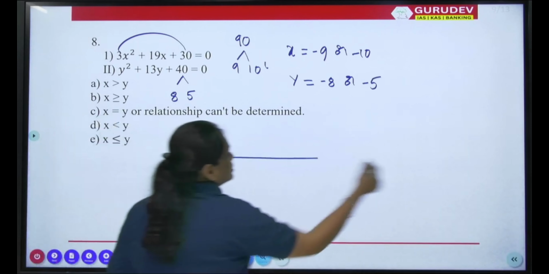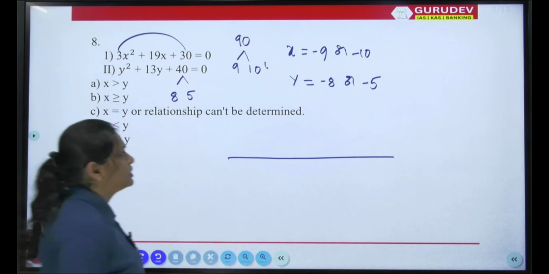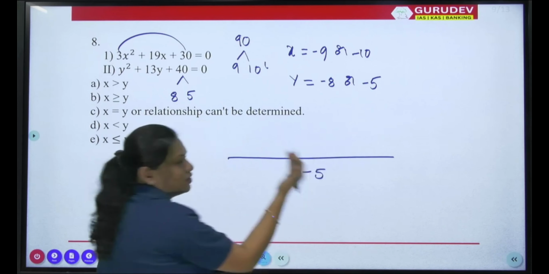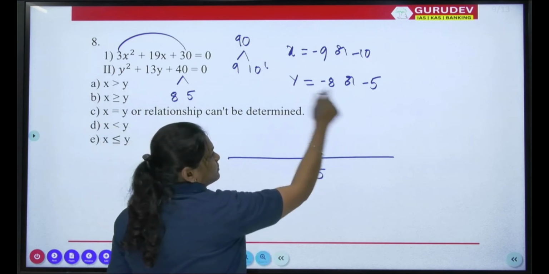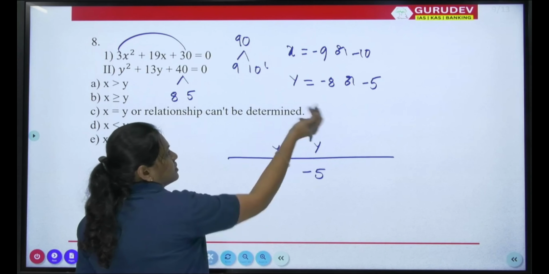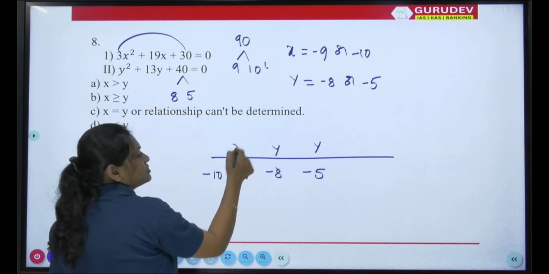So draw a number line. Point the numbers on the number line. Yes. Minus 5. If I observe here, all the numbers are negative. So start with the minus 5. Minus 5 is for the y. Minus 8 is for the y. Okay. So minus 9. Then it comes minus 10. These two are the values of the x.